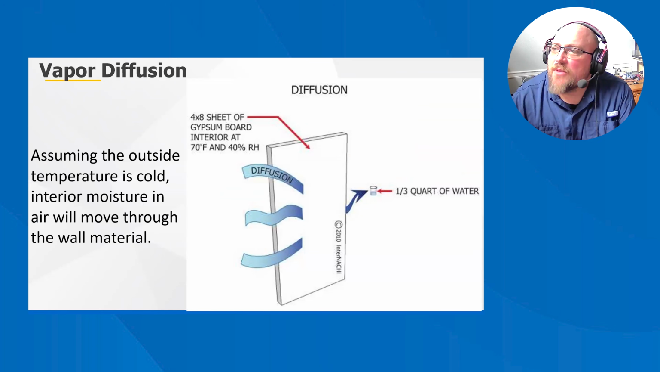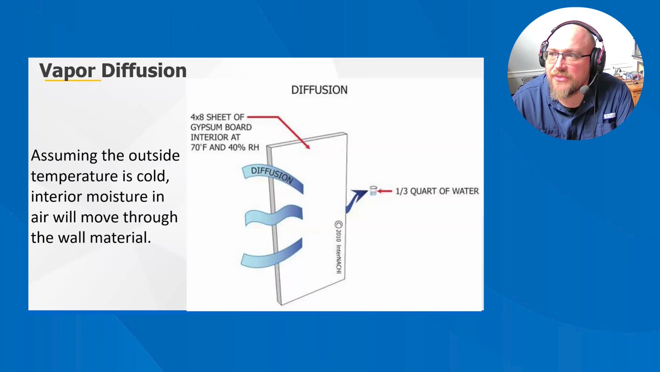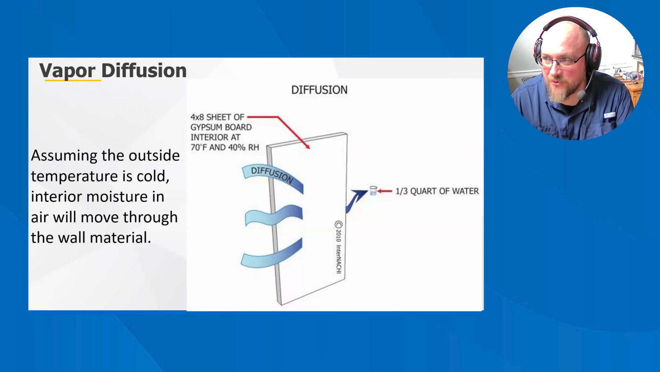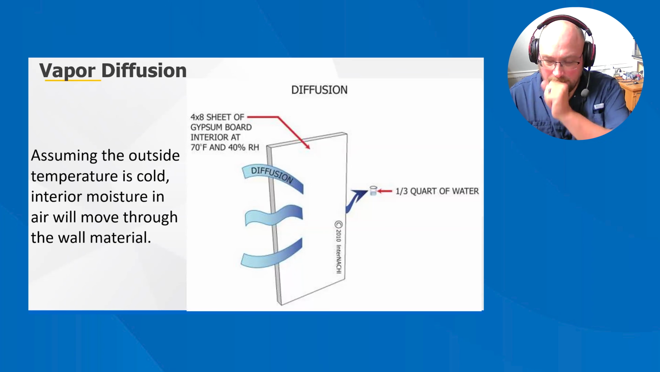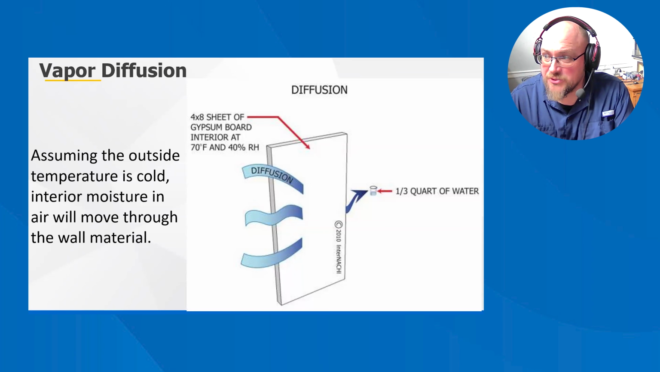Vapor diffusion is how moisture in a vapor state moves through a material because of the difference in pressure, known as the pressure gradient, or a difference in temperature, known as the thermal gradient. Vapor diffusion is not air movement. Vapor diffusion is water vapor moving through a material from a high pressure to a low pressure, or from the warm side of a wall to the cool side of the wall.